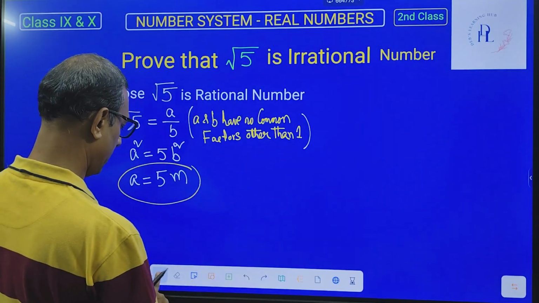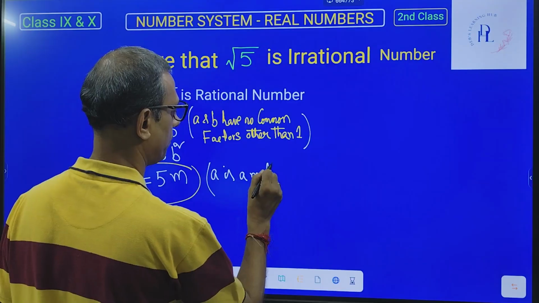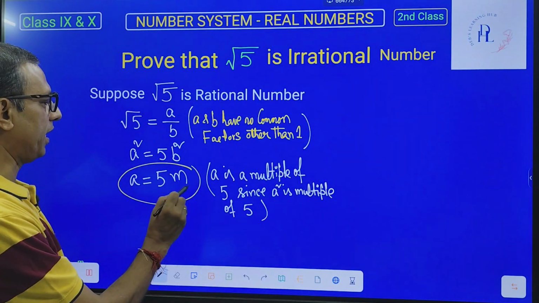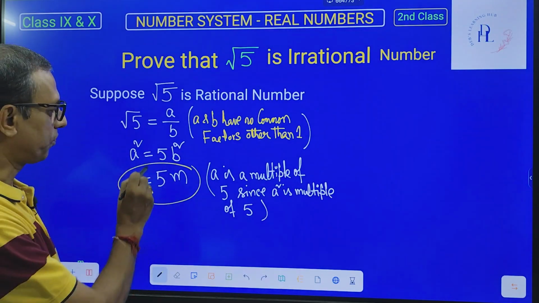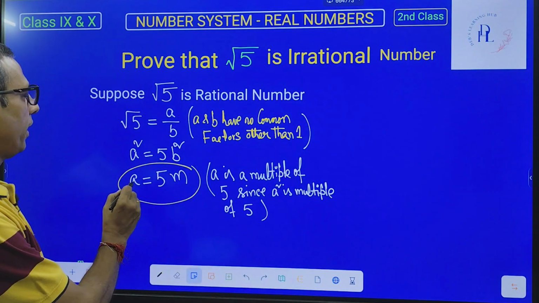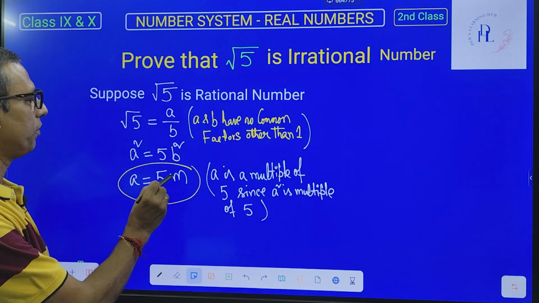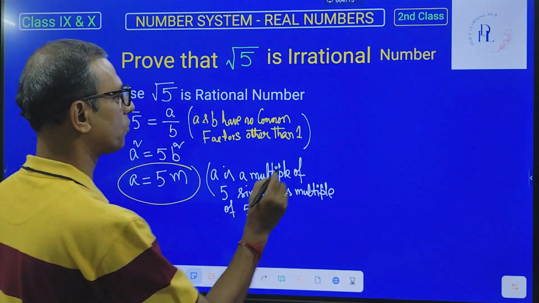That means here you should write down a is a multiple of 5. Got it? So a is a multiple of 5. Since a square is a multiple of 5, from this equation a square equals 5b square. Now since a equals 5m, we replace this value 5m in the equation a square equals 5b square. That means what we can say?